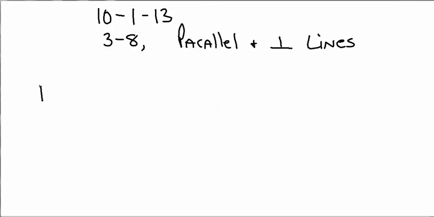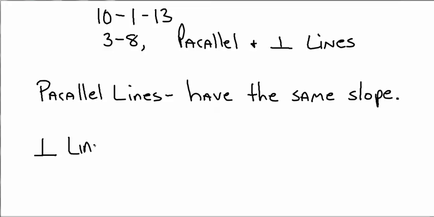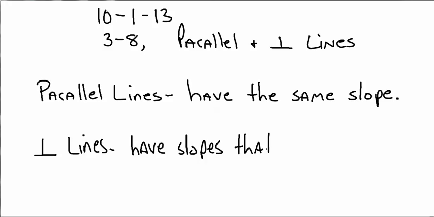Alright, write this down. Parallel lines: they have the same slope. Perpendicular lines: they have slopes that are negative reciprocals.